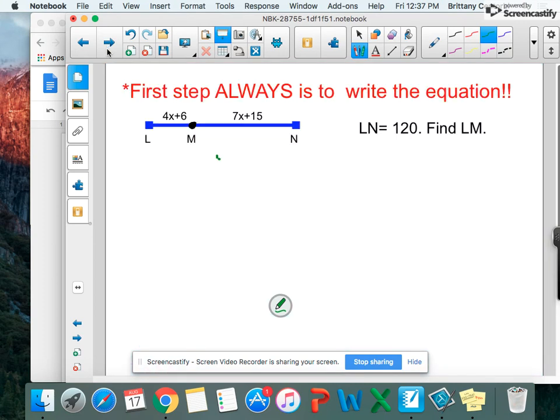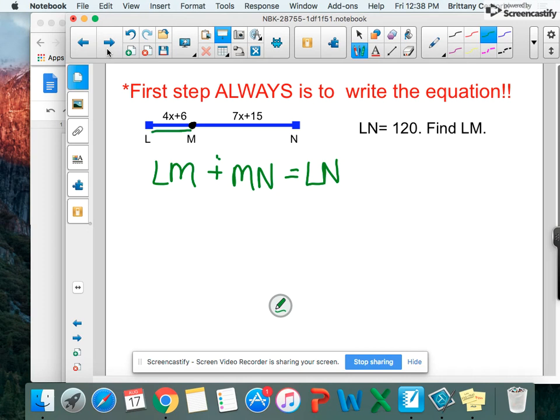So the first step to solving the problem using segment addition is going to be to write down the equation. I like to start writing it down in letters because it's easier for me to see what I'm going to plug in. So we're going to write LN plus MN equals LM. Again, the two shorter segments equal the longer segment. And then we're just going to plug in from there.